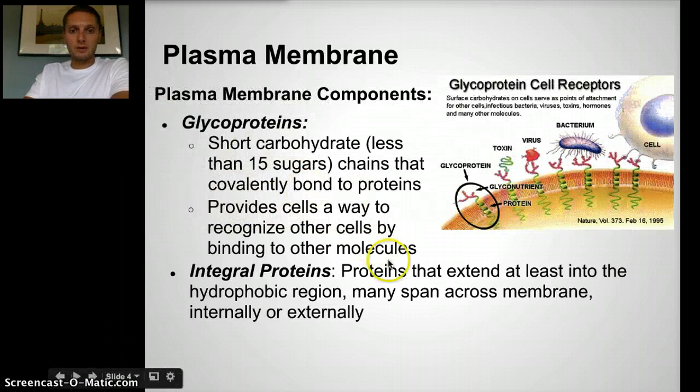So going back to our glycoproteins, here's the protein component, here's the glyconutrient, this is the carbohydrate component, usually less than 15 sugars, and so the glyco portion extends outside of or externally to the cell. And you can see here are some examples. This glyco portion is able to bond or connect with other types of molecules, toxin, virus, bacterium, other cells, and it allows them to communicate with one another. Obviously, a virus may not necessarily be good communication, but it does allow that.